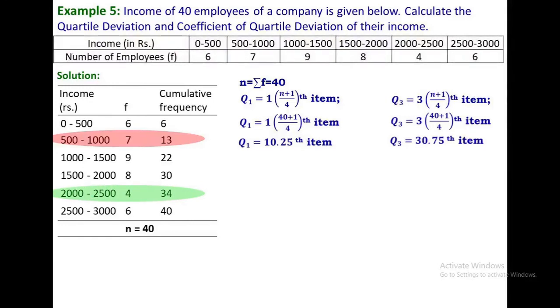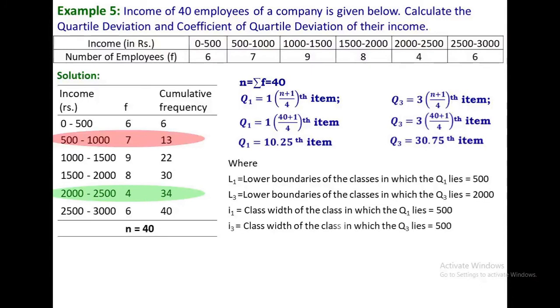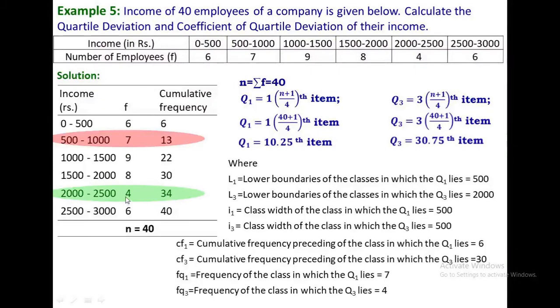Now we can find out L1, which is the lower boundary of the class in which Q1 lies, that is 500. L3 will be 2000. I1 will be 500, I3 will also be 500, CF1 will be 6, CF3 will be equivalent to 30, FQ1 will be 7, FQ3 will be 4. Now we can calculate the value for quartile 1 and quartile 3.